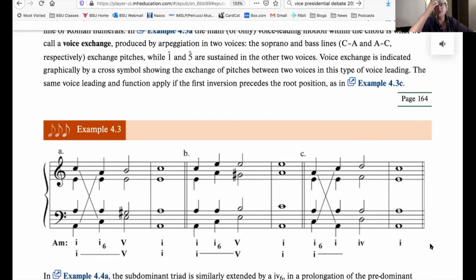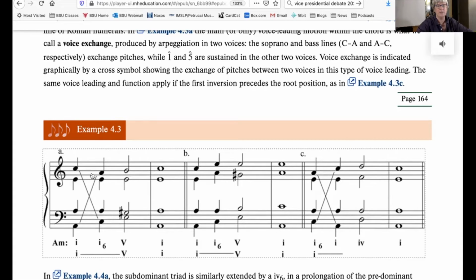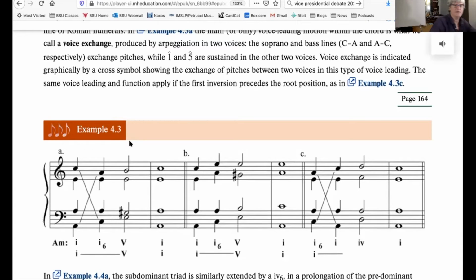This is showing different voice leading when tonic harmony is being prolonged through arpeggiation, either 1 to 1/6 or 1/6 to 1. The voice leading that we're shown here would also hold true if we were prolonging 4 by going from 4 to 4/6, and of course it would also hold true if we were prolonging 5. So let's take a look at example 4.3a. Here's this example.